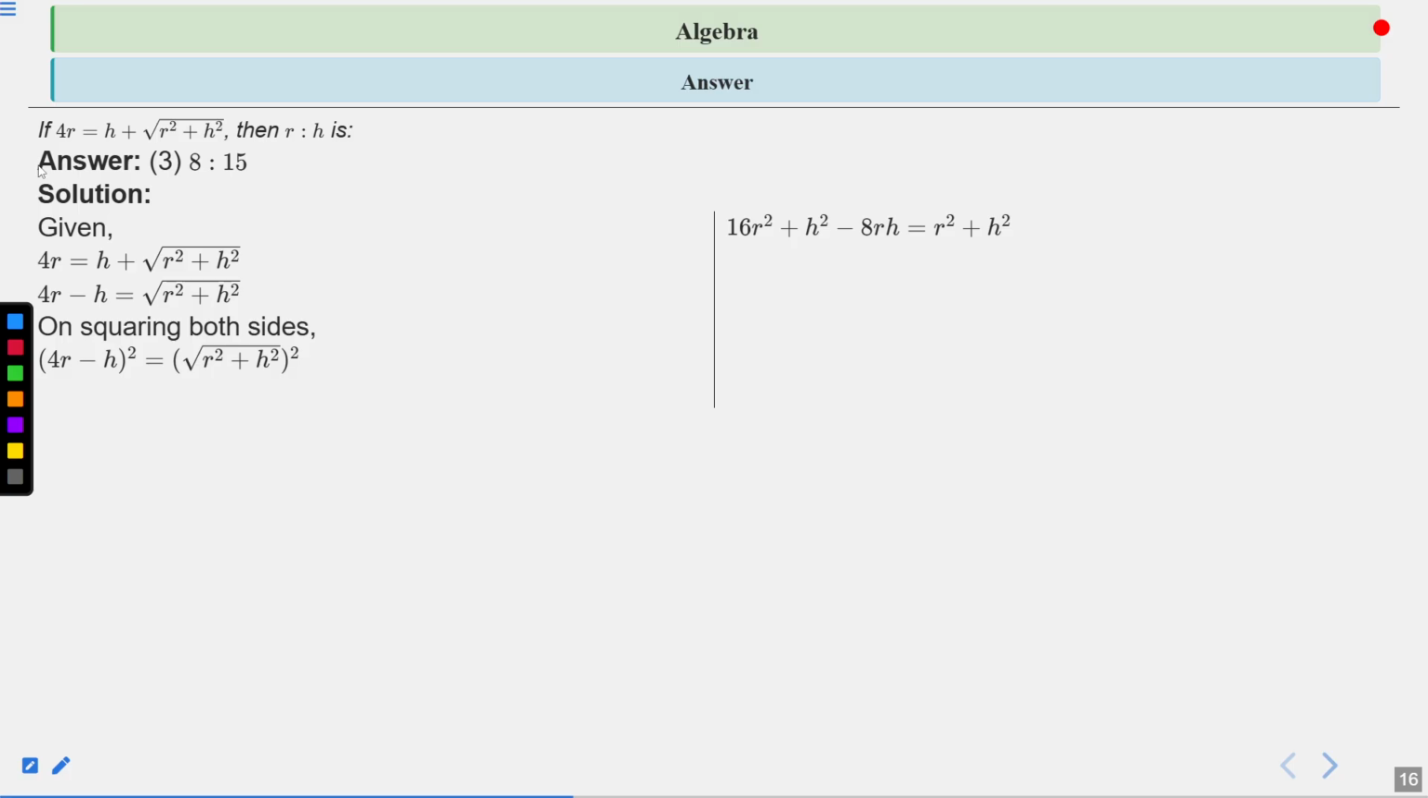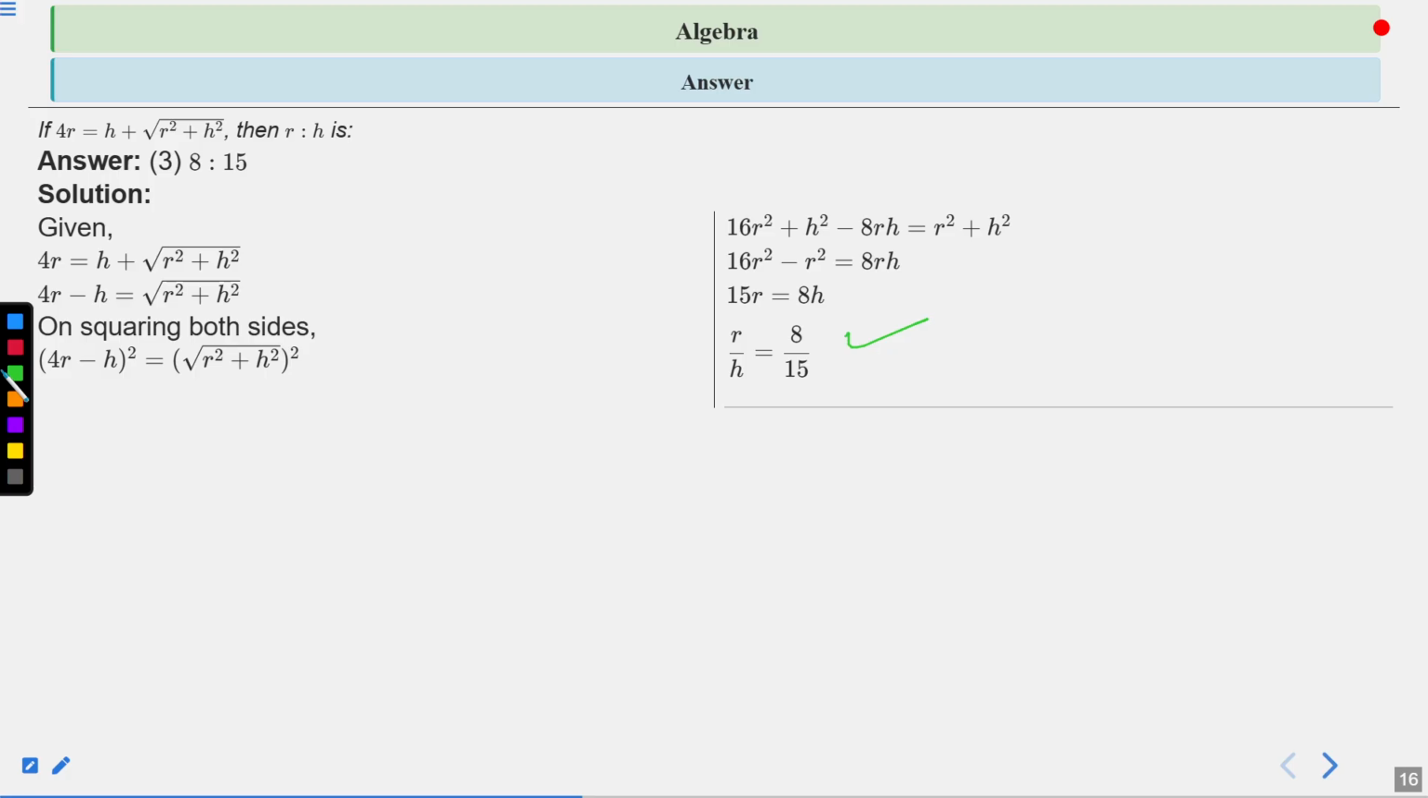So we get 16r square plus h square minus 8rh equals r square plus h square. So h square is cancelled out from both the sides when we subtract it. Now we get 16r square minus r square equals 8rh. Now we can say that r will be cancelled out, so it becomes 15r equals 8h. Now we make the ratio r ratio h, which becomes 8 upon 15, or we can say 8 ratio 15. So the third one is the correct answer of this question.